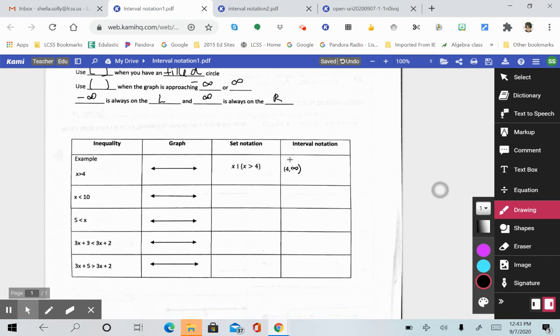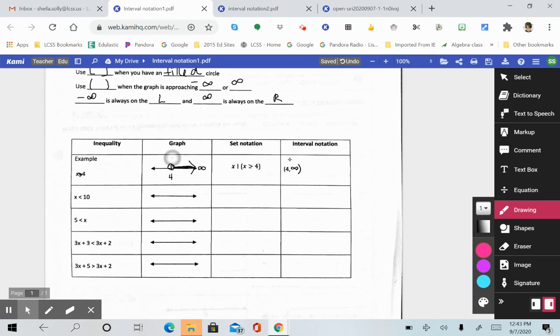All right, so let's look down here so that this will make a little more sense. If we have the inequality x is greater than 4, then on our graph at 4, we use an empty circle, and since the variable is on the left, it shades to the right. And remember, this is going all the way from positive 4 to positive infinity. Our set notation says that x such that the whole set of numbers is every number greater than 4. Interval notation looks like this.